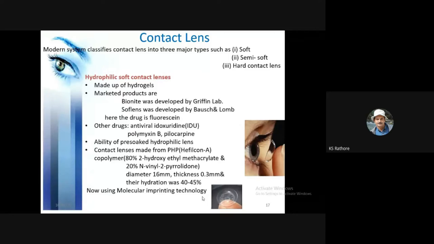Another contact lens is made from polyhydroxyphenol, Hefilcon A, which is the brand name of PHP. It is a copolymer containing 80% 2-hydroxyethyl methacrylate, known as PHEMA, and 20% N-vinyl 2-pyrrolidone. This soft contact lens has a diameter of 16 mm, a thickness of 0.3 mm, and a hydration rate of 40 to 50%.